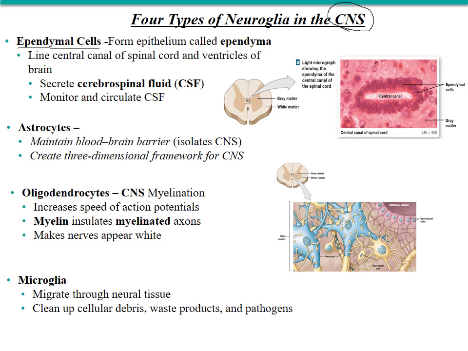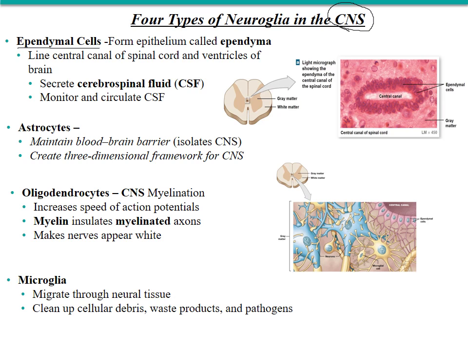They form a special epithelial layer called an ependyma, and their job is to line the central canal of the spinal cord and the ventricles of the brain. And you saw these cells when you looked at your brain dissections. If you looked inside of the ventricles, you saw that brown, almost fuzzy, dust bunny-like tissue that was inside of the ventricles.